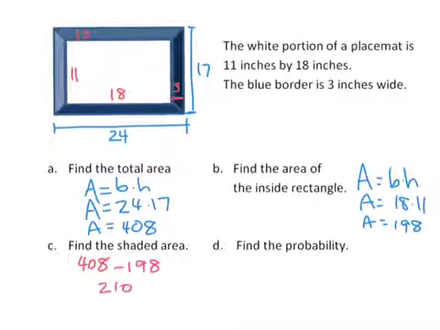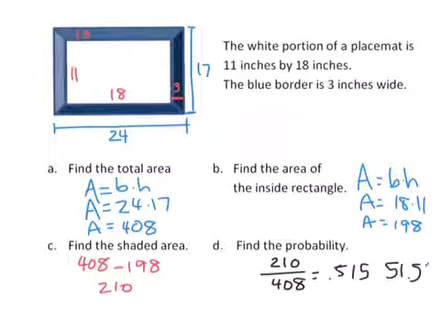So then, back to the original question, what's the probability that if I dropped a piece of food on the placemat, it would land on the shaded or blue border portion of the placemat? And that answer is 210, because that's the area of that blue part, divided by the entire area of the placemat, which was 408. That ends up being 0.515. So it's about 51.5% likely that it would land on the bordered portion.